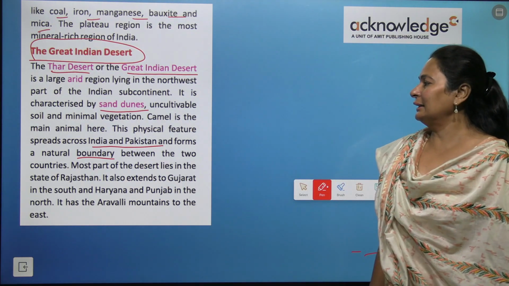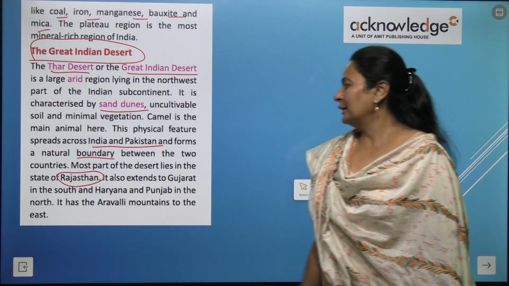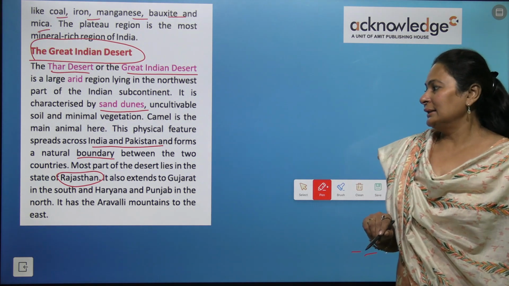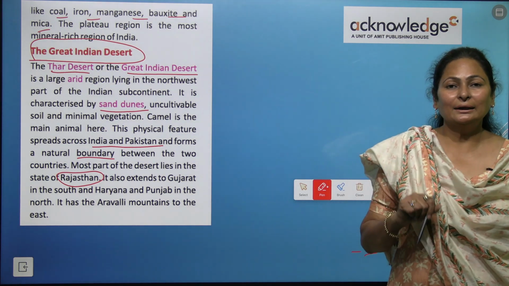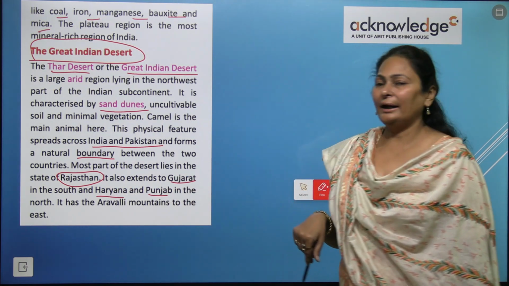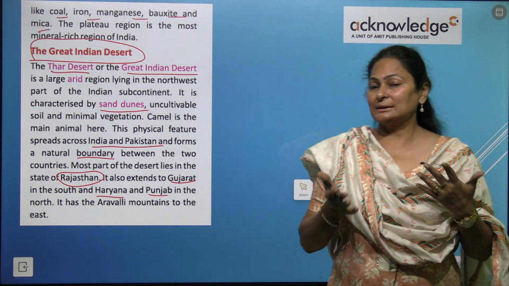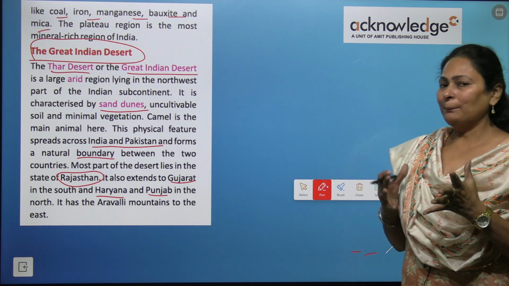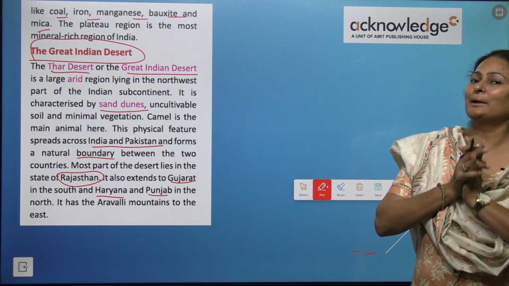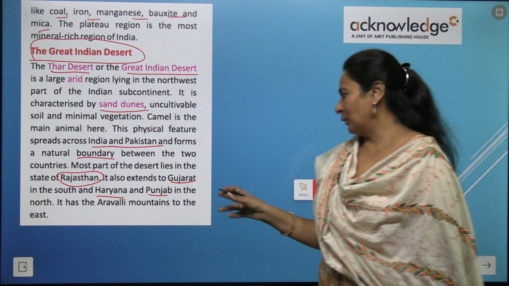Most part of the desert lies in the state of Rajasthan. It also extends to Gujarat in the south and Haryana and Punjab in the north, right? The major part of the desert comes under Rajasthan state, but some part is in Gujarat, and it also extends to Punjab and Haryana in the north.